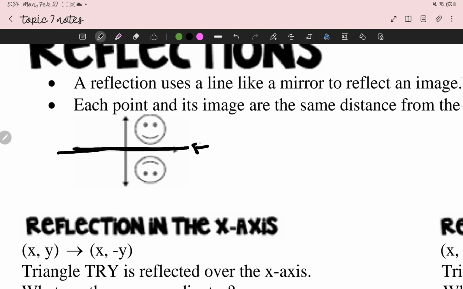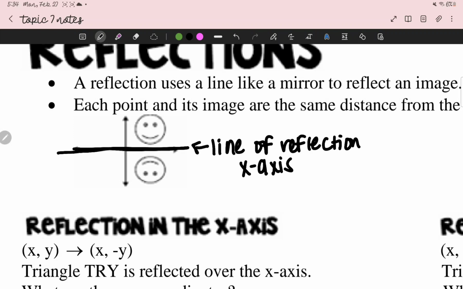Okay, and this line of reflection, of course, that's what that mathematical term is, is actually the x-axis, which if I asked you to graph it would just be y equals 0.